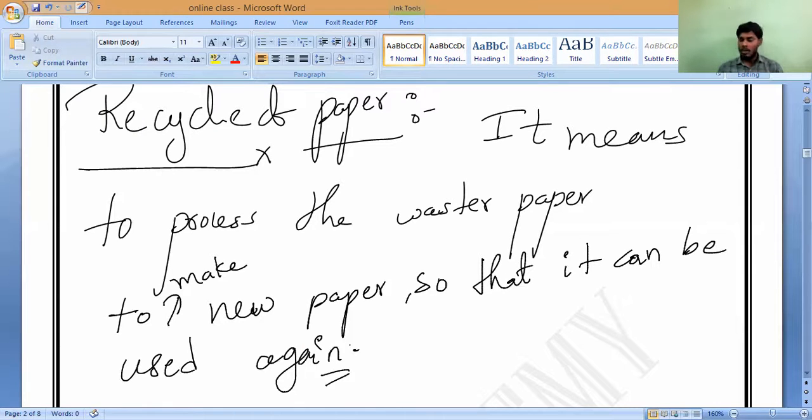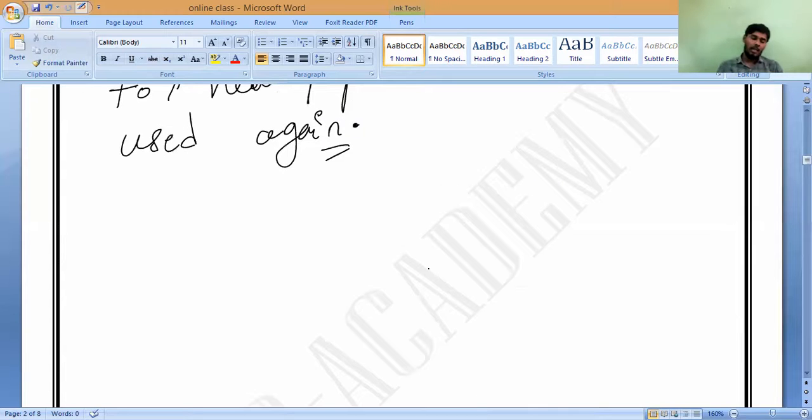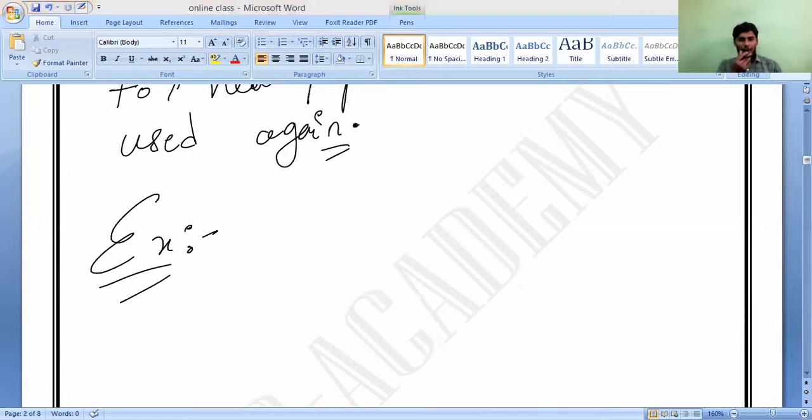For example, what kind of paper are you using in our daily life? How many of you are reading newspaper? Sometimes I will read, sir. So you can see paper can be recycled from old newspapers. Today's newspaper is tomorrow's waste paper. Correct or not?